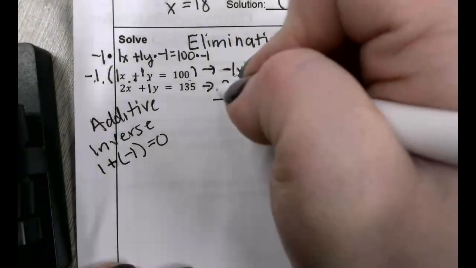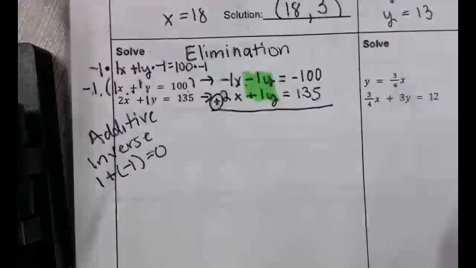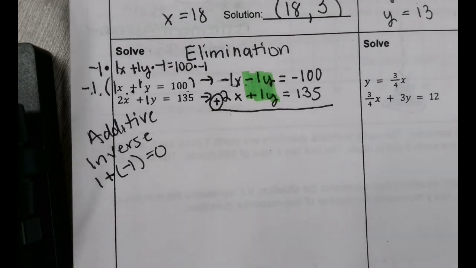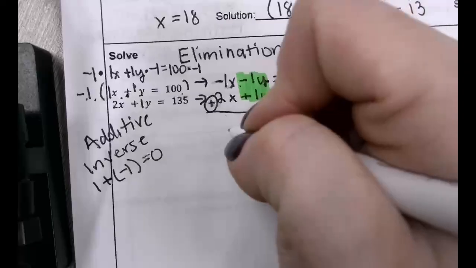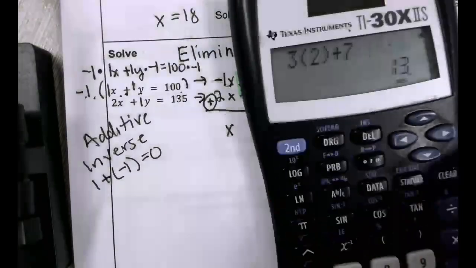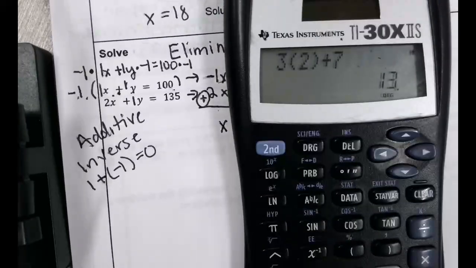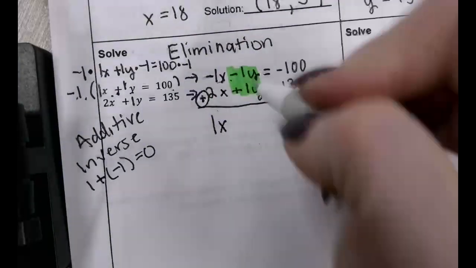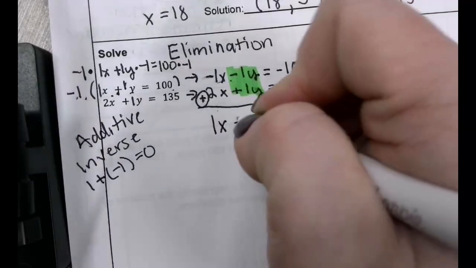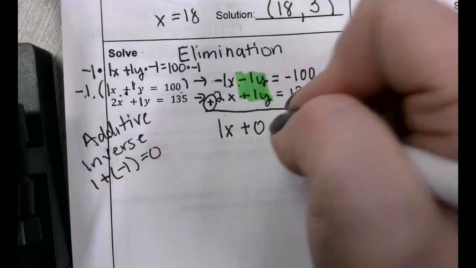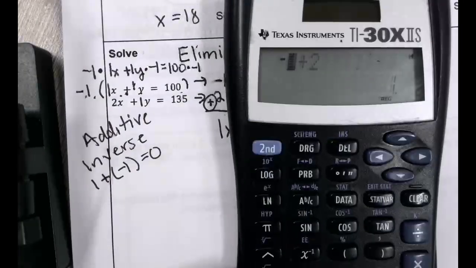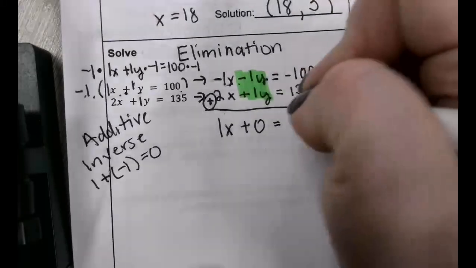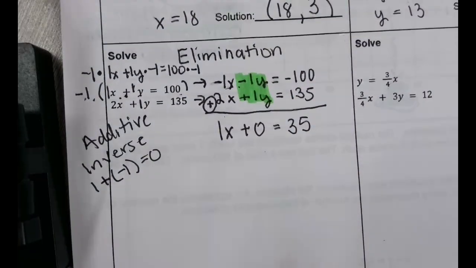Okay, I am adding these two equations, so make sure you put your plus sign, because sometimes it's easy to forget what we're doing, especially in a high-stress environment like a test. -1 plus 2 is +1. I want to make sure I did that right, so I'm going to type it in my calculator. It never hurts to use a calculator. So that's 1x. -1y plus 1y is 0, based on that additive inverse property. And the last one, I'm going to type it again, -100 plus 135 equals 35. Sometimes typing in is an extra step, but I know I did it right.